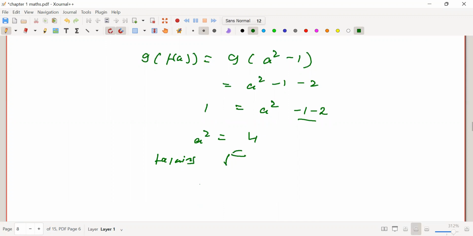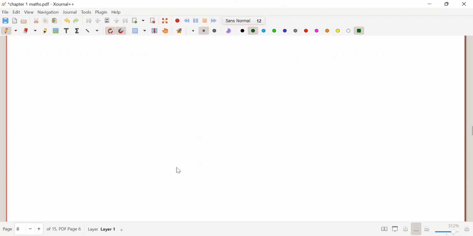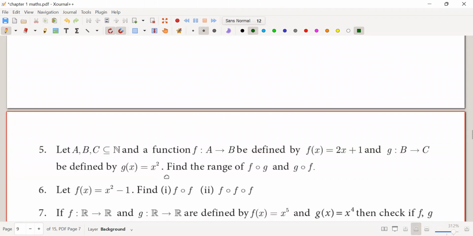Taking square root, a equal to plus or minus 2. Likewise, we can answer all the questions in a very simple manner.